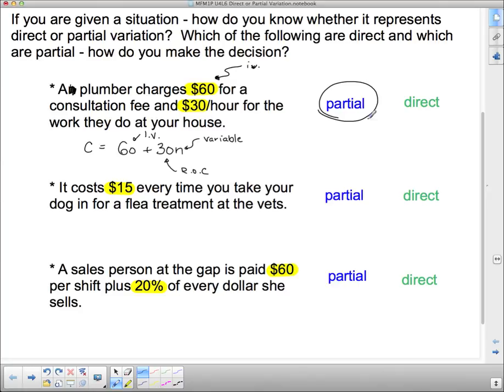It costs $15 every time you take your dog in for a flea treatment at the vet's. So if we take him once, it's $15. If we take them twice, it's $30. If we take them three times, it's $45. So we're basically just adding 15. So we either add one 15 for one trip, or we add two 15s for two trips, or we add three 15s for three trips, which we don't know how many trips we're going to make. So rather than adding a whole bunch of 15s, we're going to say we're going to multiply 15 by the number of trips we took.